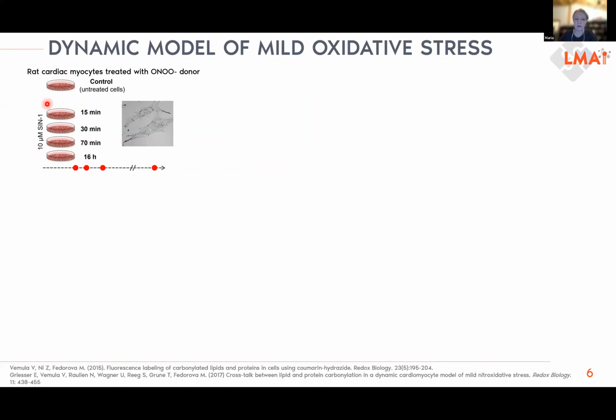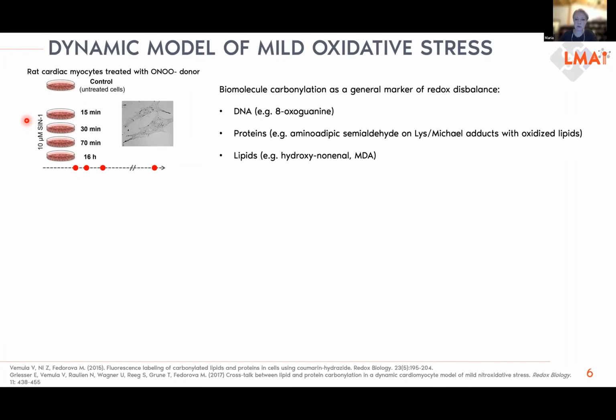So what is the buffering capacity of this cell, as a biological system itself, to deal with this mild oxidative stress? As the first readout, to see what actually happens and if we have any oxidation, we looked at biomolecular carbonylation. This is a general term describing the introduction of carbonyl moieties into different biomolecules by the action of reactive oxygen species. And that happens pretty much to every type of biomolecule.